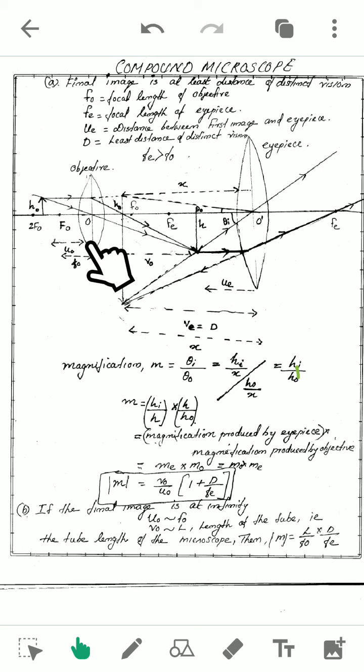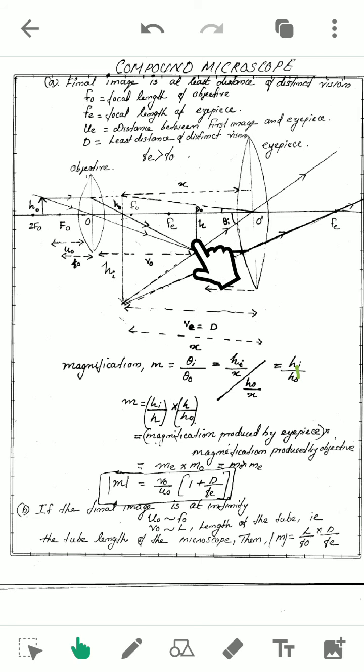Now, how is the ray diagram drawn? Here the object is placed between f and 2f of the objective lens. Then the image is made beyond 2f of the objective lens, that is this one. The height I expressed as h.